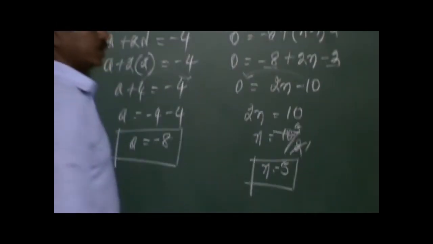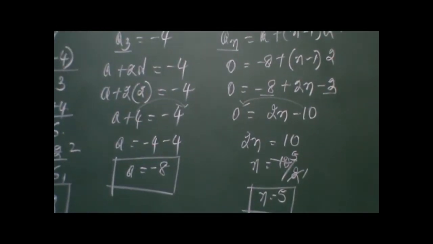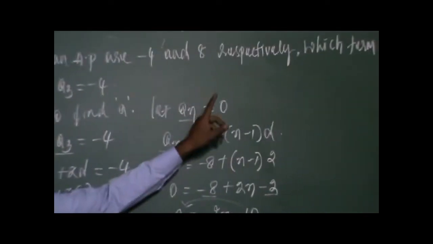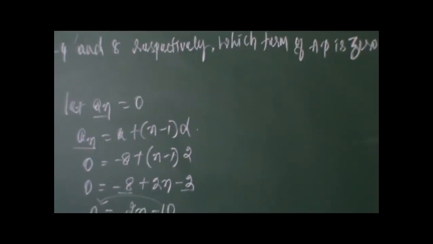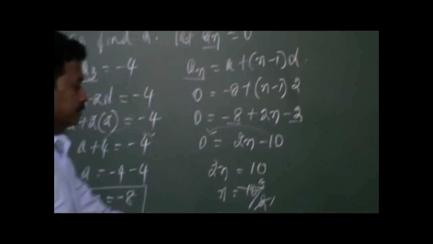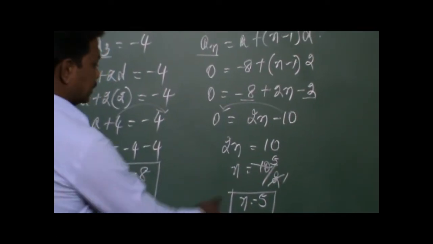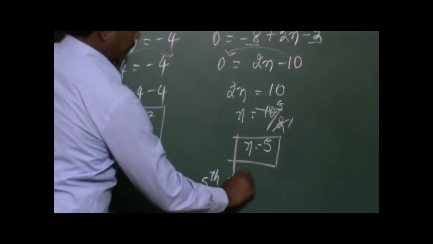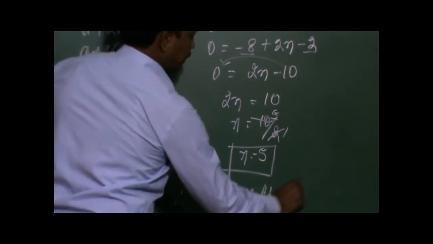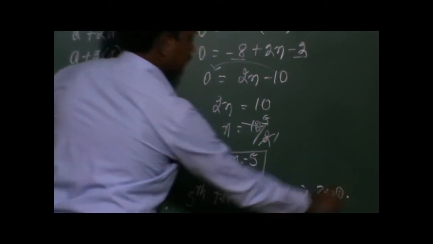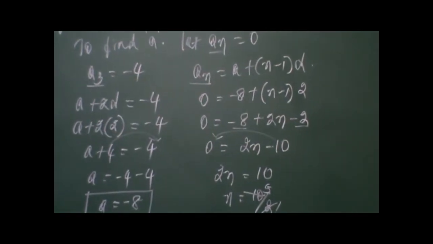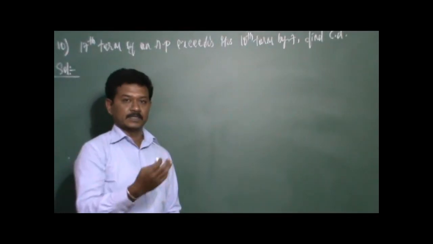So what is the conclusion? In this AP where third term is minus 4 and ninth term is 8, the term 0 exists, no doubt in that, and the term 0 in this AP is the fifth term, right? So as n value is 5, therefore the fifth term of the AP is 0. So this is how we have to solve the 2-mark question. Okay, we'll go with the next problem on AP.